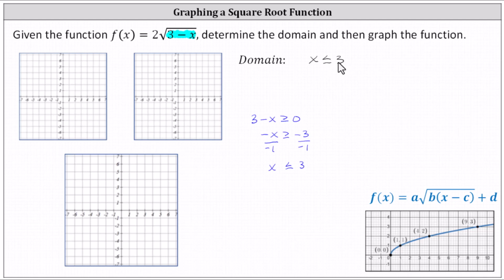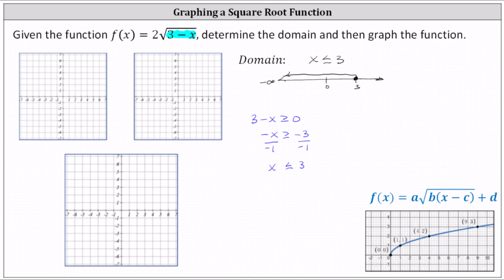Let's also graph the domain on the number line. Three is in the interval, and therefore we have a closed point on 3. And because we have x less than or equal to 3, we have an arrow to the left. And notice as we move to the left, we approach negative infinity.